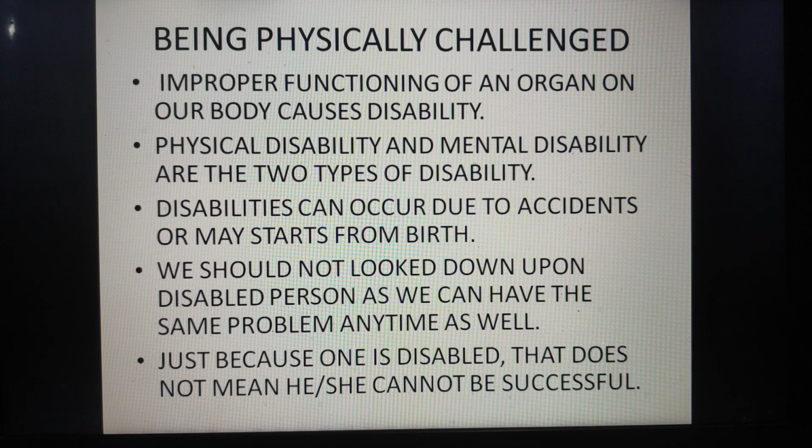Being physically challenged. Improper functioning of an organ in our body causes disability. Physical disability and mental disability are the two types of disabilities. Disabilities can occur due to accidents or may start from birth. We should not look down upon a disabled person, as we can have the same problem anytime as well. Just because one is disabled, that does not mean he or she cannot be successful.